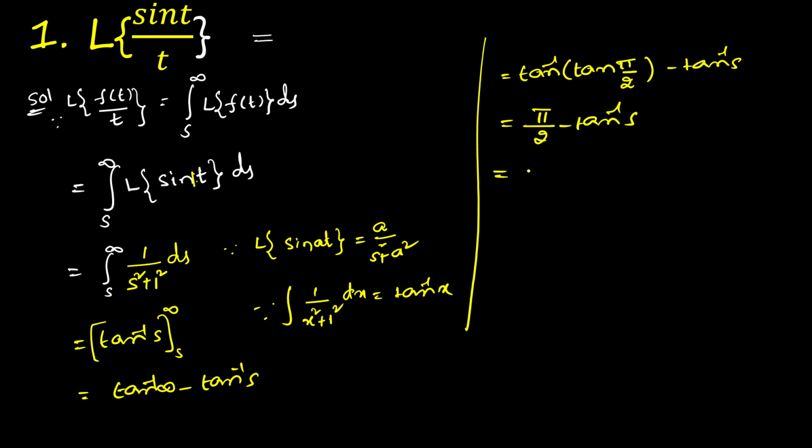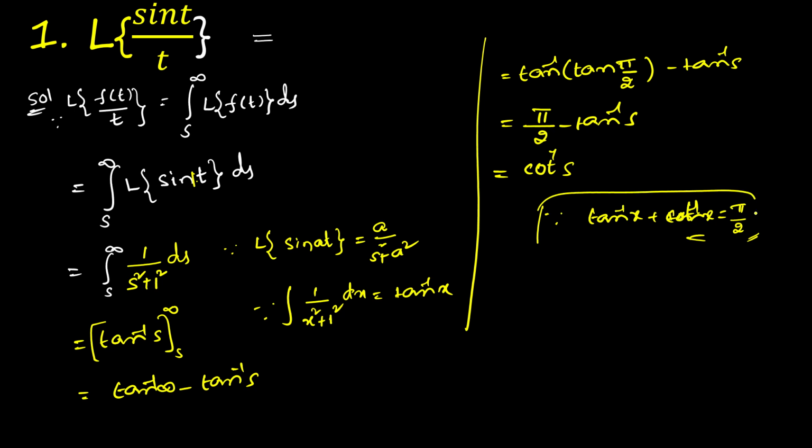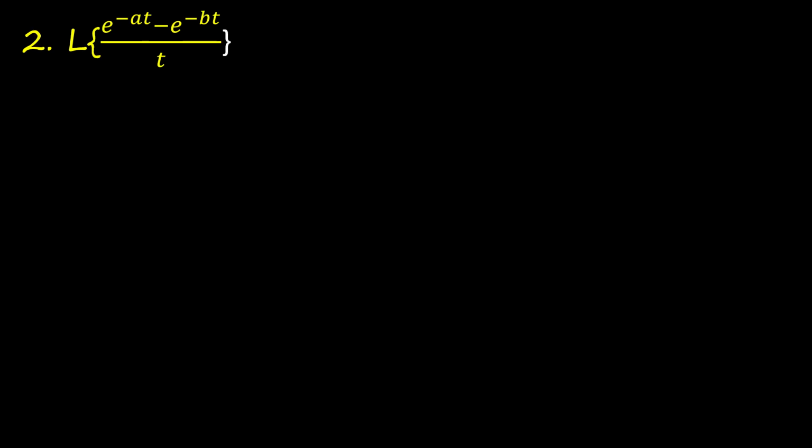So we get pi by 2 minus tan inverse of s, or this one we can write as cot inverse of s, since we have proved that tan inverse x plus cot inverse x is equal to pi by 2. Pi by 2 minus tan inverse x is equal to cot inverse x. Using this formula it can be written, otherwise we can leave it here itself. Okay, let's go to the second one.